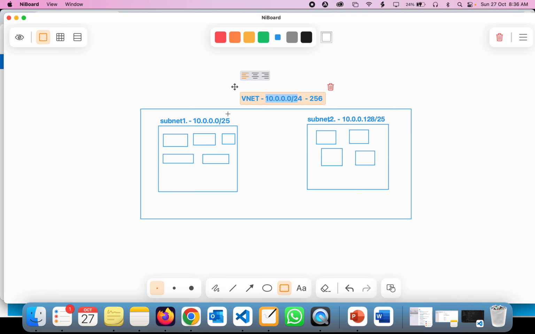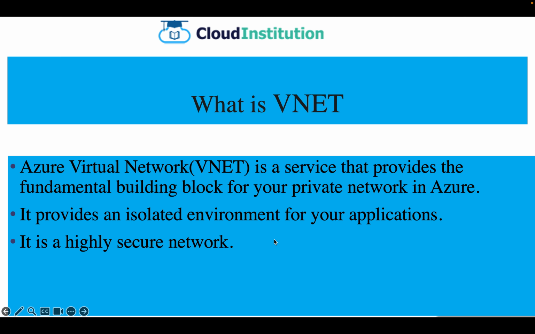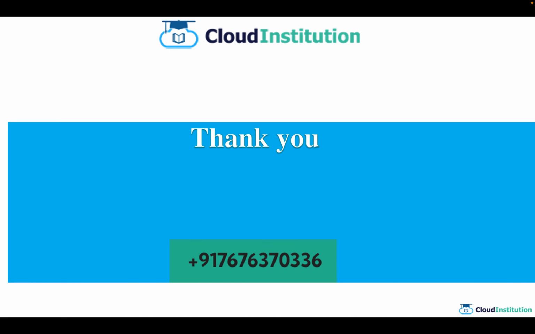Now, in the next video, we are going to create two distinct subnets under this VNet, and then create virtual machines or different resources underneath. That's it for this video. In the next video, we're going to see what subnets are and how to create different subnets based on your IP address ranges.